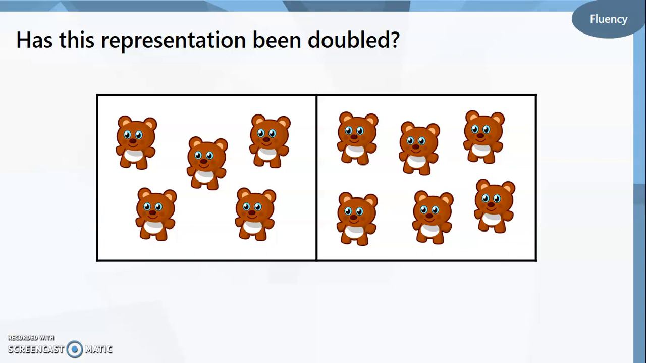And this time, no, this doesn't show doubling either. There should be 6 in each of the boxes. It doesn't matter if they're lined up the same, but there has to be the same amount. So this doesn't show doubling. This shows 5 and a 6.